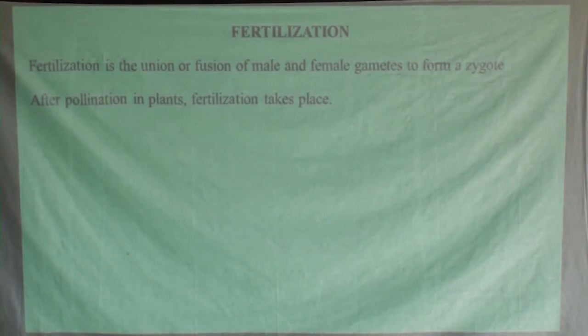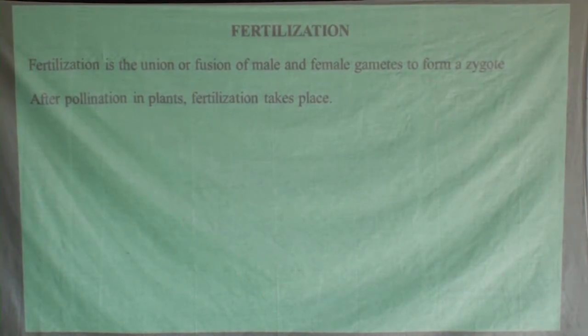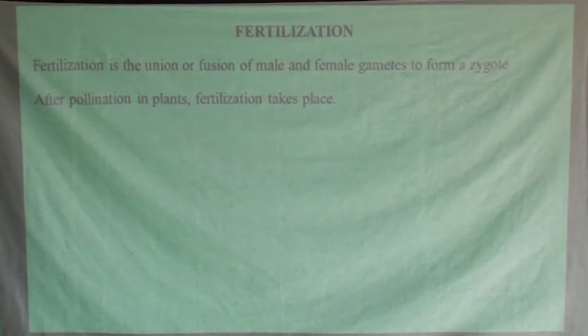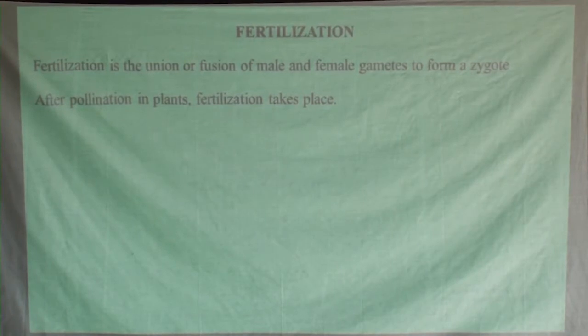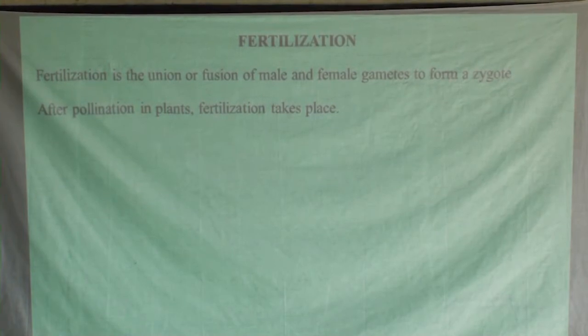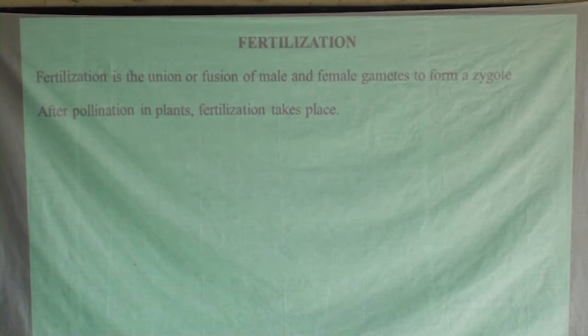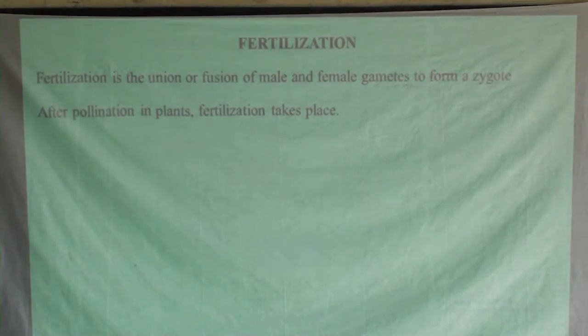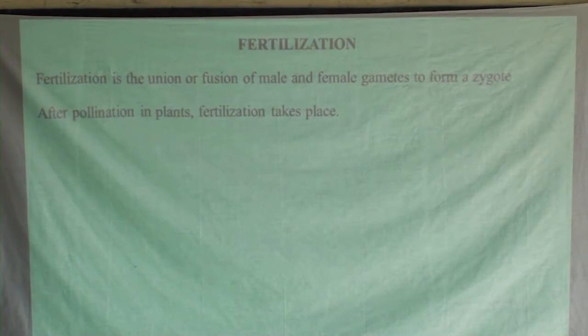But before going there, let's check back, because last time we looked at pollination. We are looking at the order of occurrence. Pollination takes place first and is then followed by fertilization. That's why last time we defined pollination first, and now we come to fertilization. Once pollen grains are transferred from the anthers to the stigma, you already have pollination. From there, fertilization takes place.